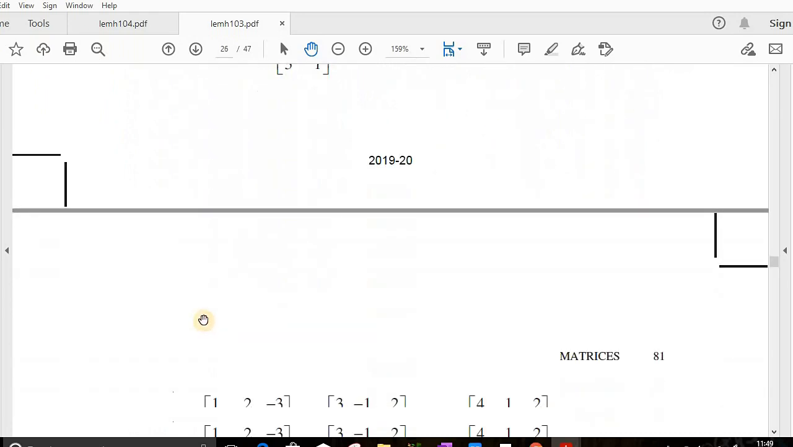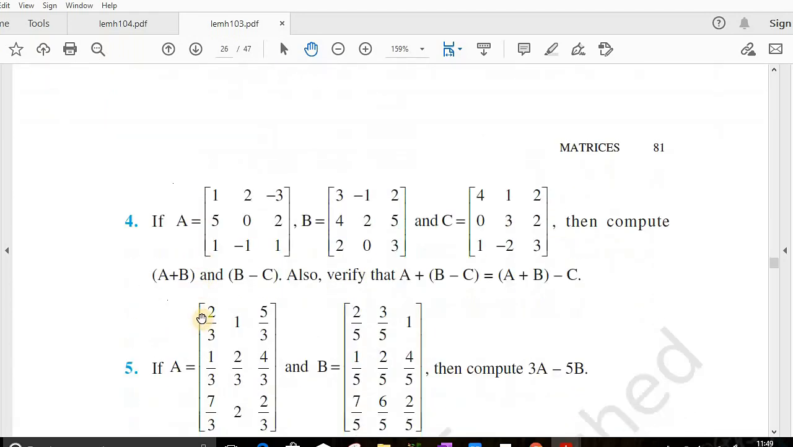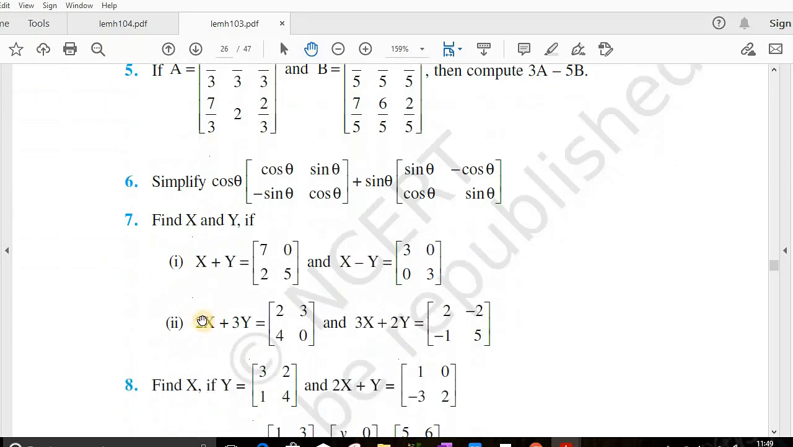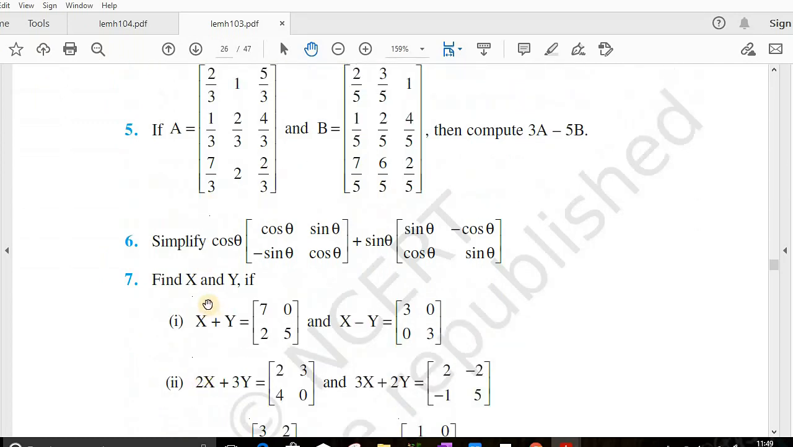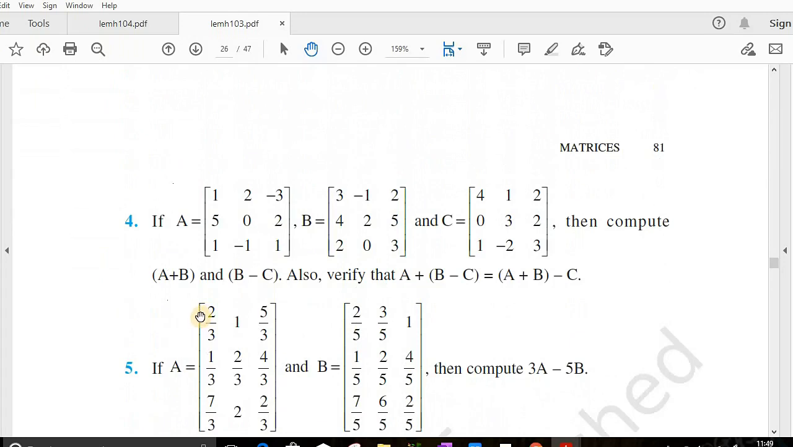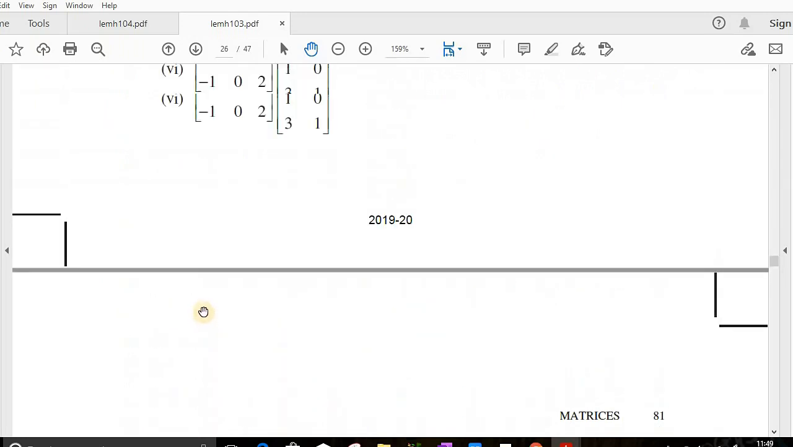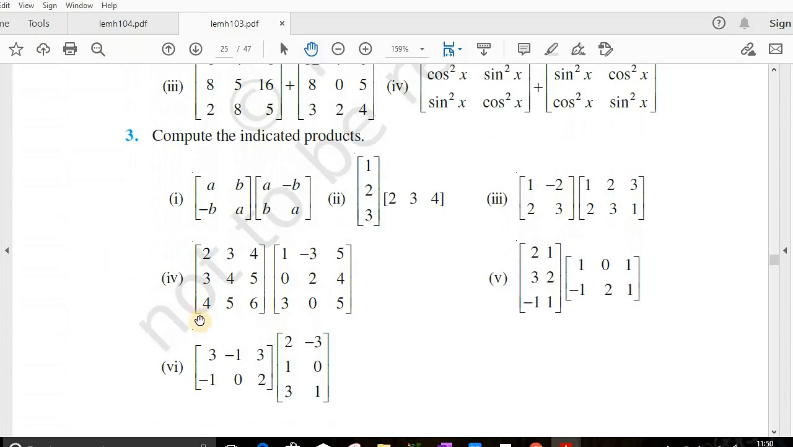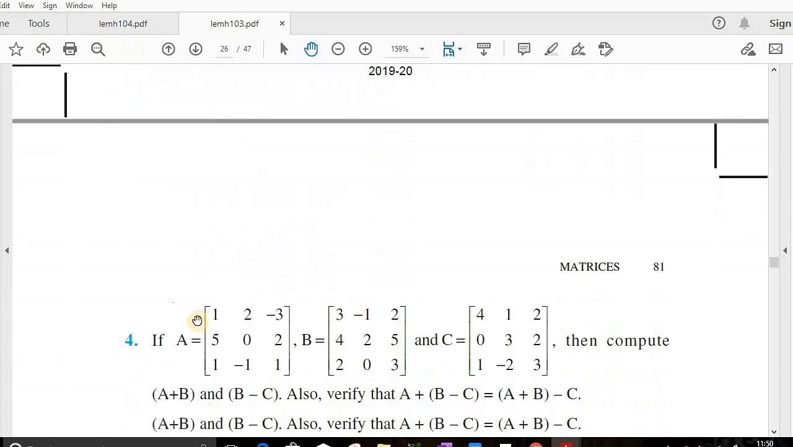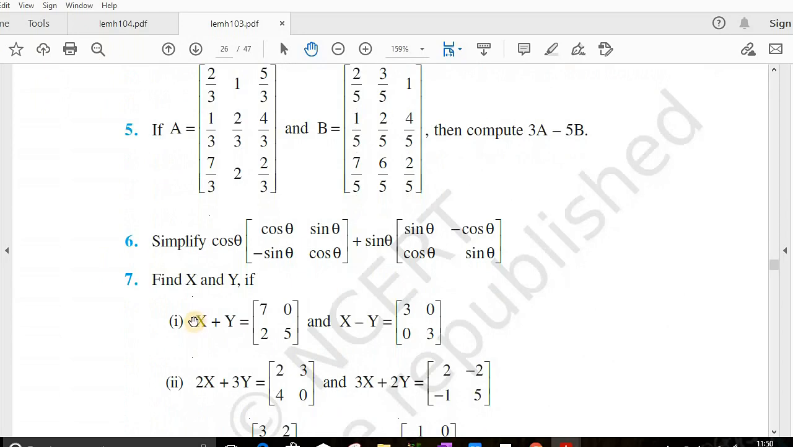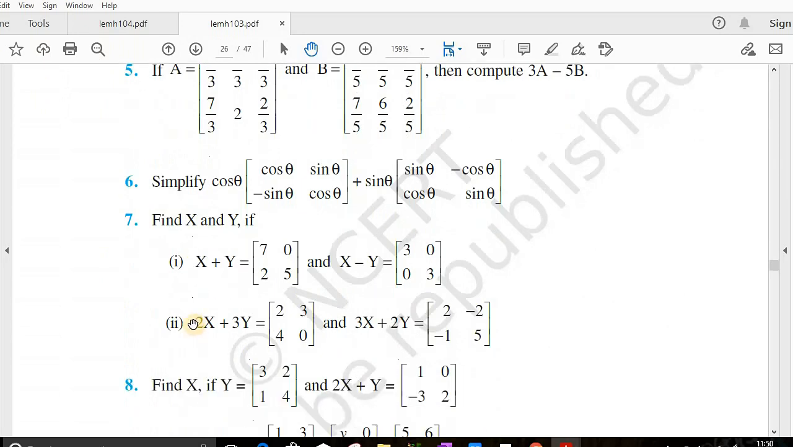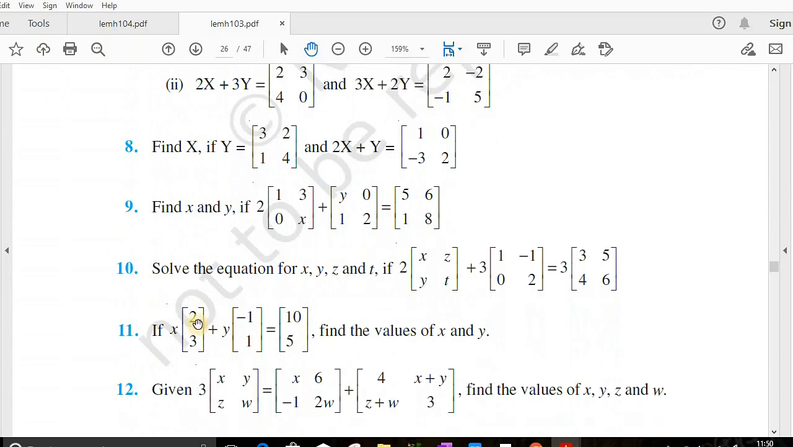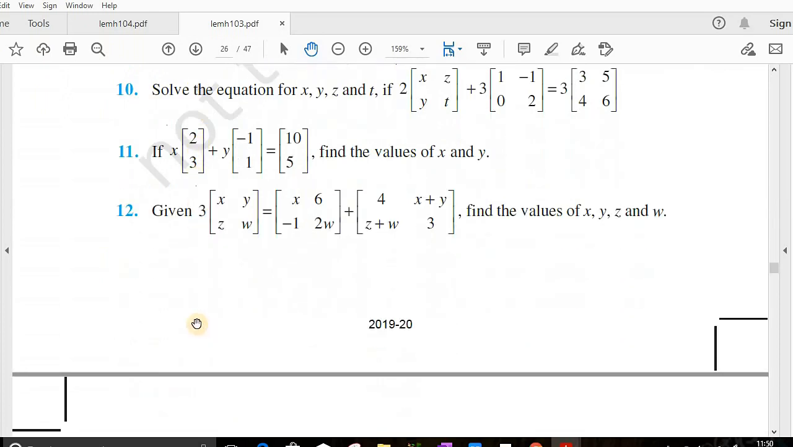After that, after question number 1, 4. 1, 3, 4. After that, 7. 1, 3, 4, 7.